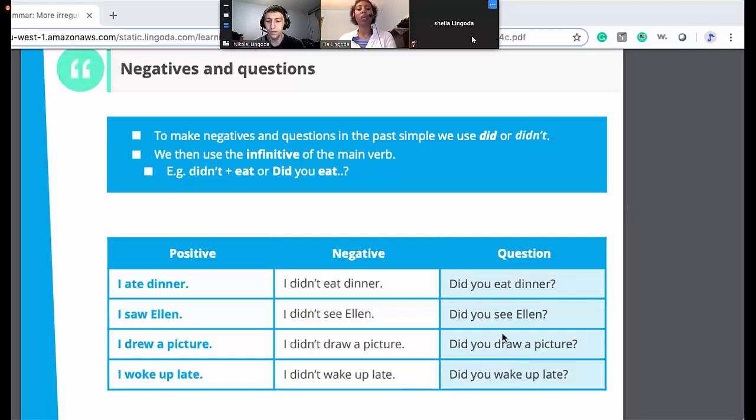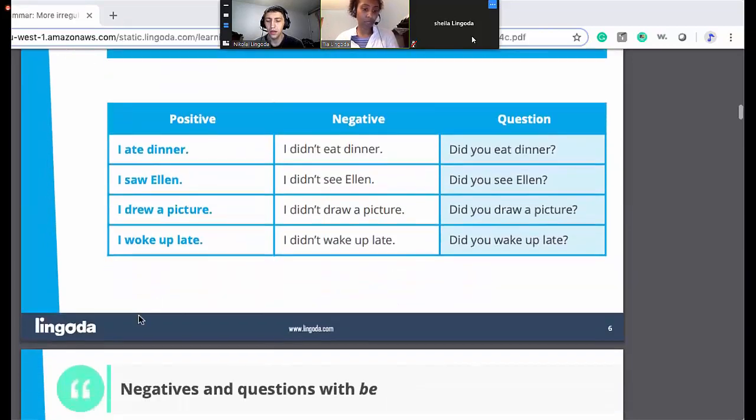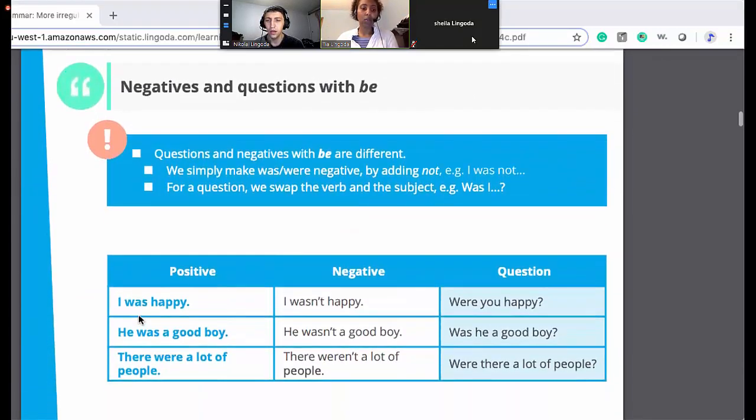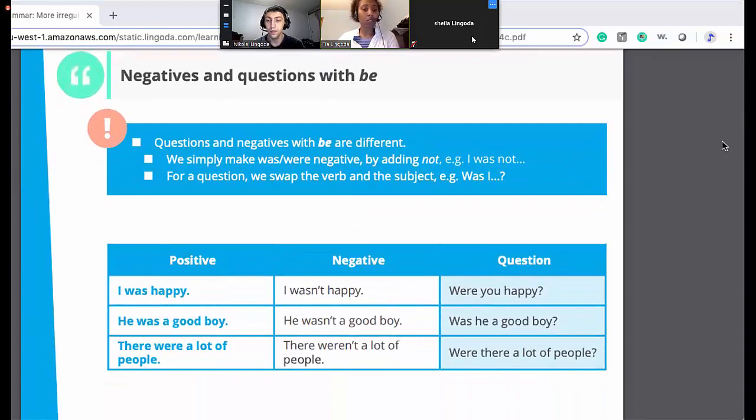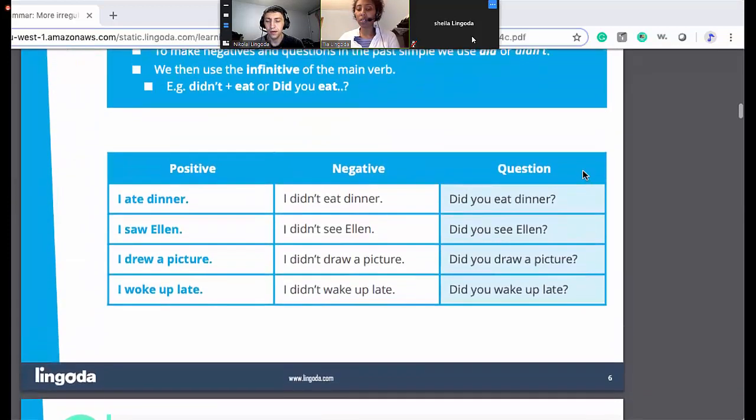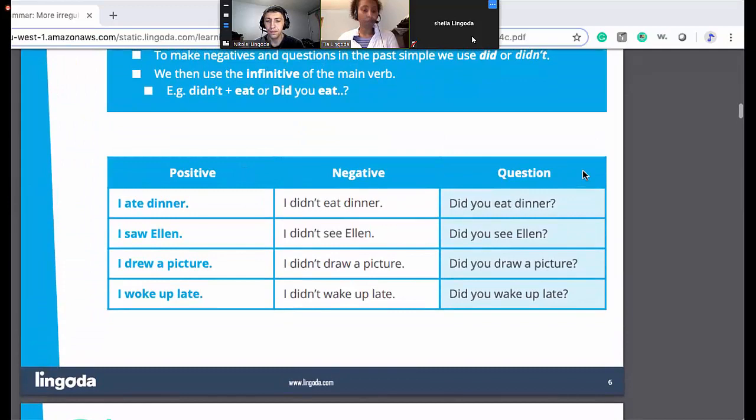So just to give you an idea, you must use did if it is a regular verb. If you use the verb to be, I am, or I was, you use the verb to be. But if the verb is any other verb like eat, not be, but any other verb, you must use did. Any questions so far?